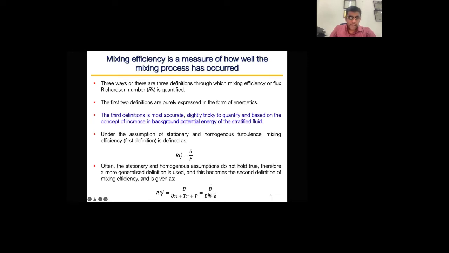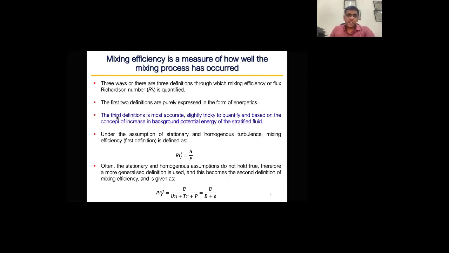So B is the buoyancy flux and epsilon is the viscous dissipation. If I'm trying to study this flow from an experimental point of view, then I need to measure buoyancy and I need to measure dissipation to actually get the flux Richardson number, or the mixing efficiency, in the flow. That's what we are doing in this study. As you will see in the later slides, we are characterizing all of these terms to quantify the mixing efficiency. So these are the first two definitions.